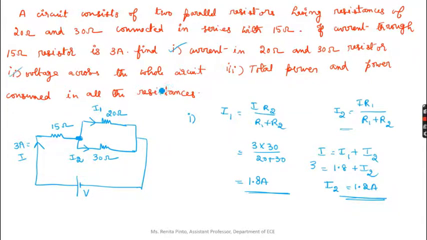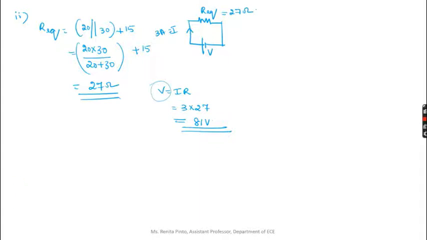Now the third thing they have asked you is you have to find out what is the total power and the power consumed in all the resistances. So first let me find out what is the total power. Now in order to find out the total power, I'll use this equivalent circuit itself, that is this final circuit which I have got by finding out the equivalent resistances. Now you know the power equation, P is equal to V into I. Now V you have already found out here. So 81 into the main current, which is 3. So 81 into 3 will give you the power 243 watts.